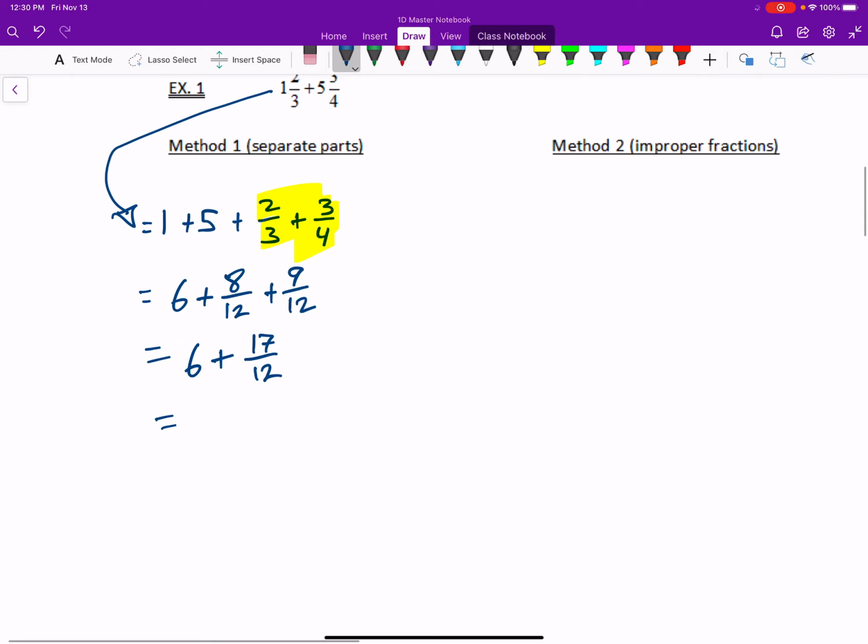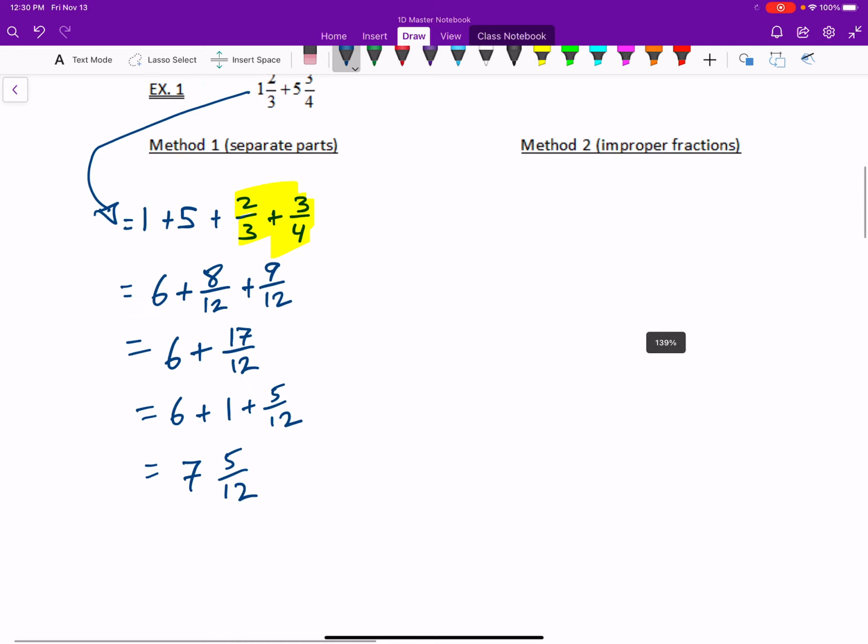And finally, I would not write this as 6 and 17/12 because now I've got a whole number mixed with an improper fraction, which is no good. So 12 goes into 17 one time with 5 left over. So I'd write that as 5/12. Putting it all together, I get 7 and 5/12. So that works. Not my favorite way, but it'll work.